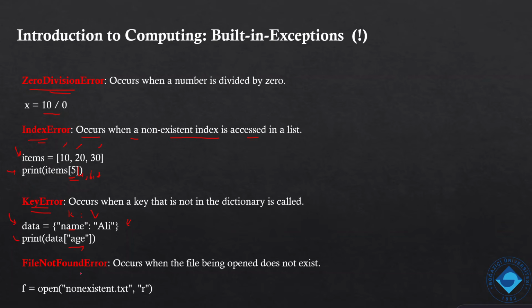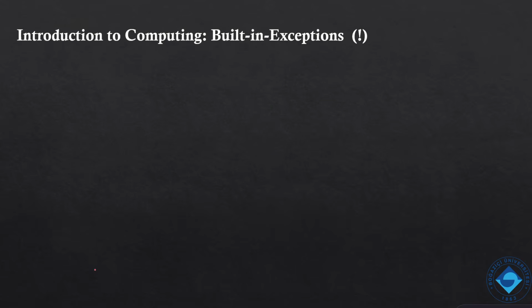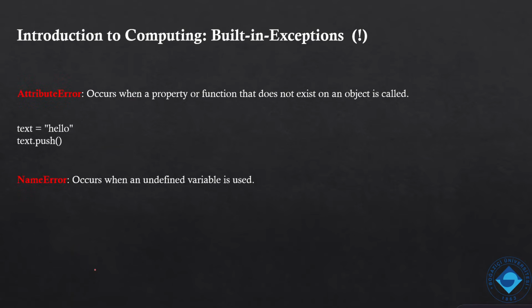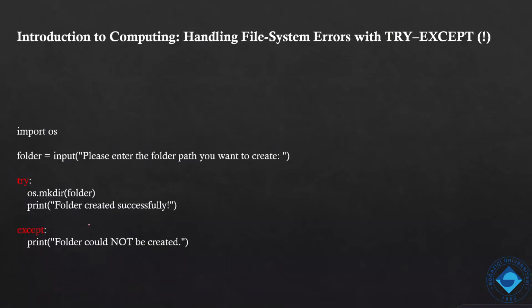And FileNotFoundError occurs when the file being opened doesn't exist. At the moment, I don't have this file, so it's going to return a FileNotFoundError. AttributeError occurs when a property or function that doesn't exist on an object is called. If you remember, we don't have this kind of function in string, that's why it's going to give an error. And NameError occurs when an undefined variable is used. As I don't define this variable, it's going to give this error.